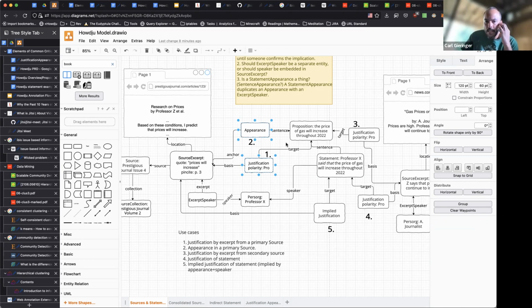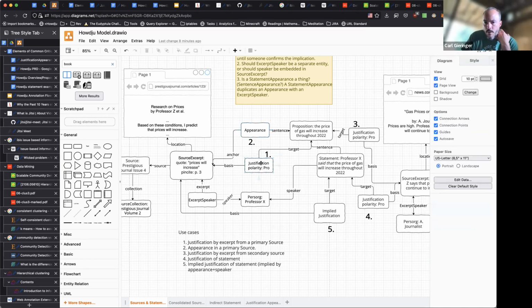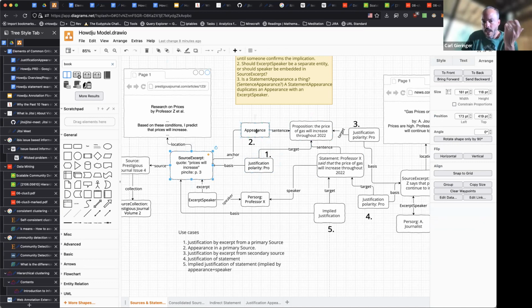I don't know if that distinction makes sense, but let's say I'm an opposing researcher to Professor Z, and I don't think prices will increase. Then I may not want to justify a proposition that prices of gas will increase throughout 2022 from Professor Z's statement. Instead, I want to just capture that that's what I think Professor Z is saying, and then maybe argue about it. Whereas if I'm a journalist, or support, I certainly, okay.